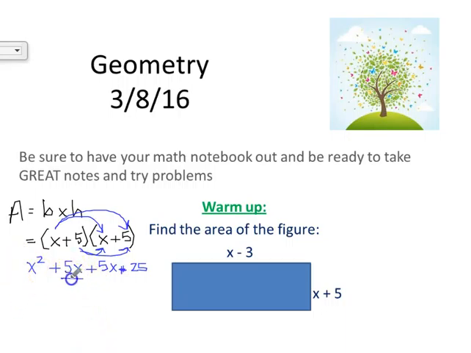So I see that we've got two x terms. We only have that one x squared term hanging out in front. 5x plus 5x gives us 10x. And we've still got that 25, and we can no longer combine any other terms. So we are done. This would be our final answer right here.